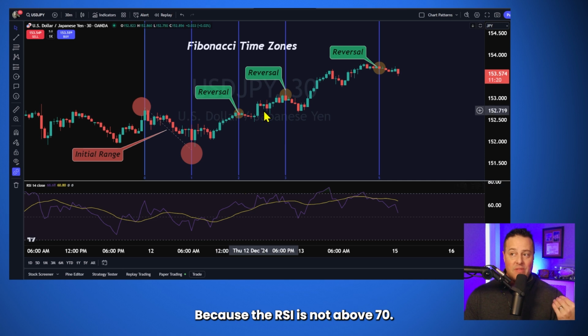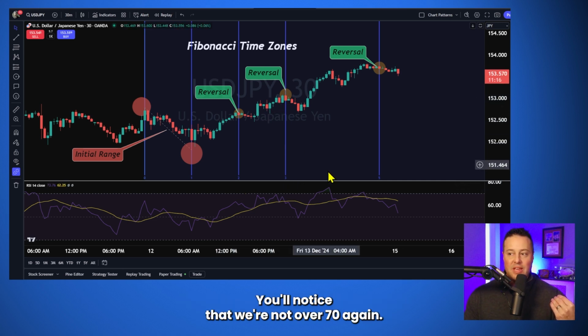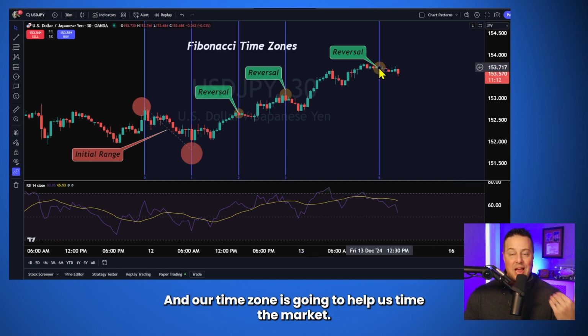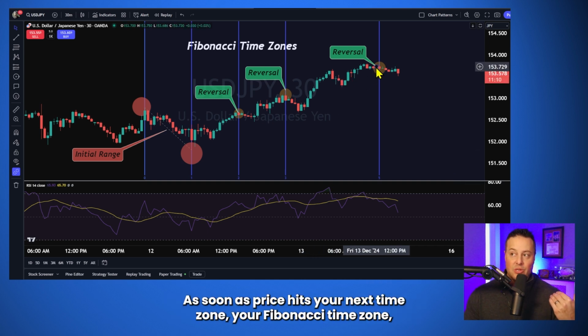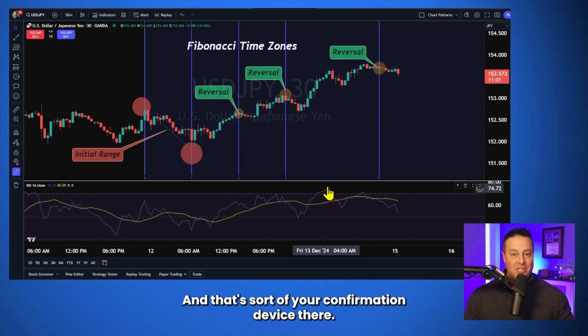Because the RSI is not above 70, we've got another potential reversal to the short here. You'll notice that we're not over 70 again, but right here we break up over 70, so we're looking to short, and our time zone is going to help us time the market. As soon as price hits your next time zone, your Fibonacci time zone, you're going to go ahead and take that short. Why would you take it? Because the RSI is up over 70, and that's sort of your confirmation device there.